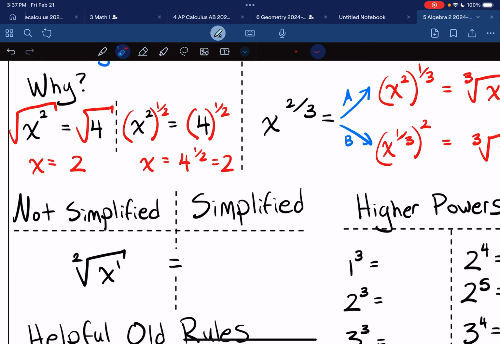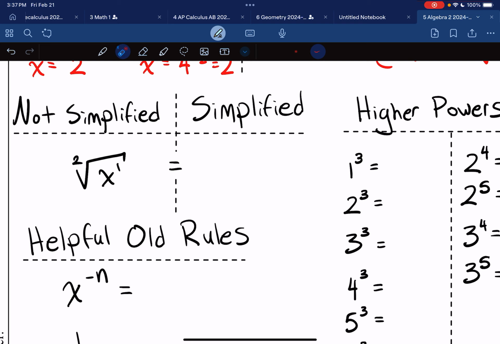All right, so it's time to talk about what it means to be simplified in my class, because technically, if you don't see anything, you assume that there's an index of 2. If you don't see any number up here, you assume it's 1. But this is not simplified. If you ever have a 2 here, it's not simplified. If you ever have a 1 to a power, it's not simplified.